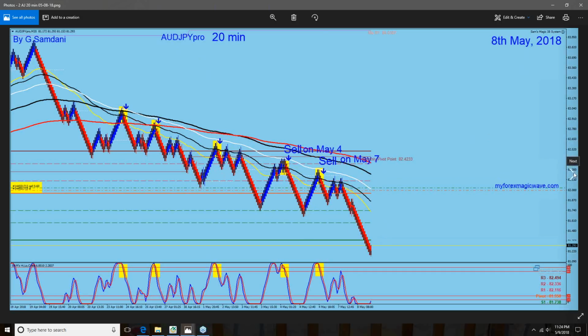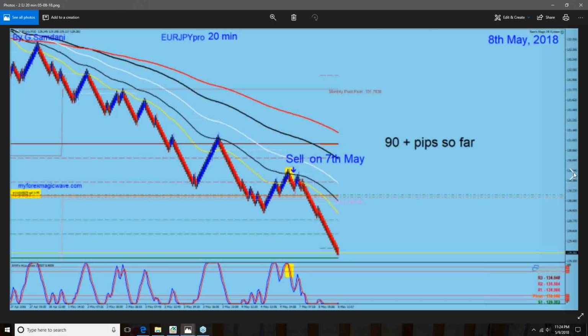Yen pair, make sure that you see this, Aussie-yen. And then Euro-yen, again, on the 7th entry, and on the 8th, I closed it for 90 pips, yen pair. Because of the yen index, I was watching all the yen pairs.